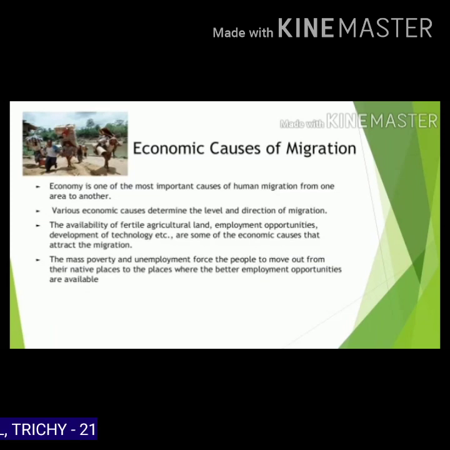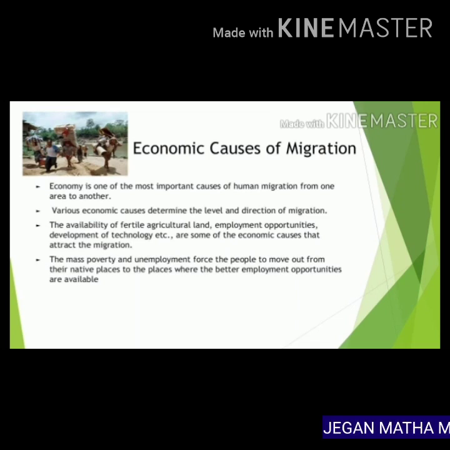Economic causes of migration. Economy is one of the most important causes of human migration from one area to another. Various economic causes determine the level and direction of migration. The availability of fertile agricultural land, employment opportunities, development of technology, etc. are some of the economic causes that attract migration. Mass poverty and unemployment force people to move out from their native places to the places where better employment opportunities are available.